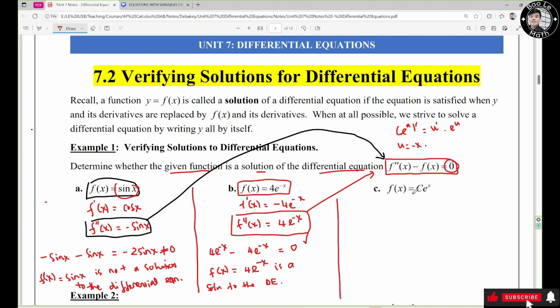Now question C, f of s equals c times e to the s, where c is a constant. So I have f prime of s equals c times e to the s, and f double prime of s is still c times e to the s. Now you substitute f of s equals c times e to the s and f double prime of s equals c times e to the s into this equation. So it is c times e to the s minus c times e to the s, which is 0. So you're going to say yes, f of s equals c times e to the s is a solution to the differential equation.